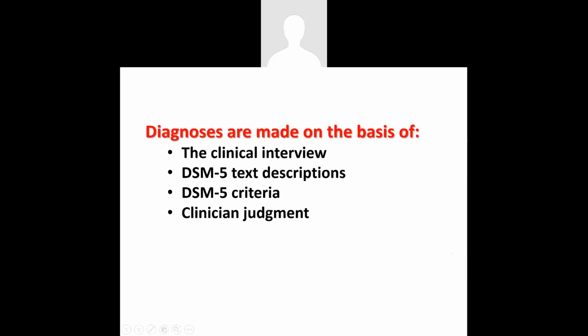How do we make a diagnosis? That's often a question that we have. We're going to have a couple of different things factoring into it. There's going to be that clinical interview when you're going to talk to your client and really learn about their symptoms and what's going on with their life. We're going to use the text descriptions and the criteria from the DSM-5 TR. And we're going to have to use our judgment to say whether or not that really fits best for that individual.